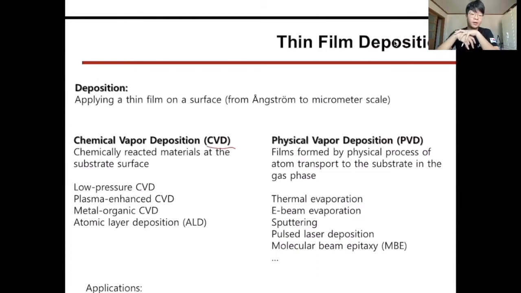There is a lot of varieties of ways: low pressure CVD, plasma enhanced CVD, metal organic CVD, and ALD. In these sessions, we are going to learn about low pressure, plasma enhanced, and ALD. Next, the physical vapor deposition, which deposits with physical ways, like ion implantation or ion milling using gas phase plasma, like thermal evaporation or e-beam evaporation and sputtering.